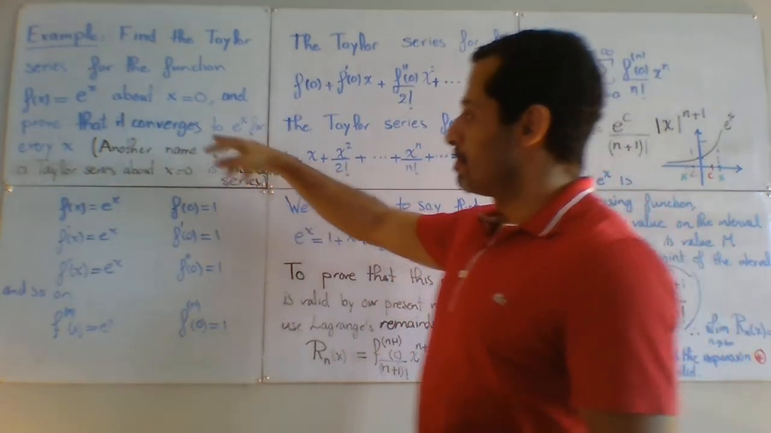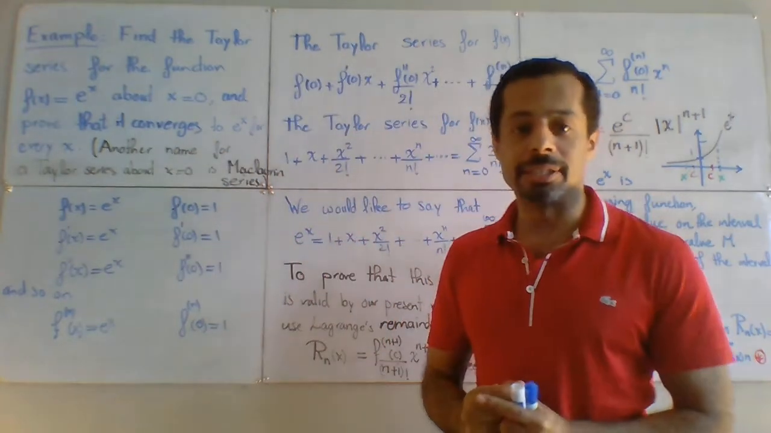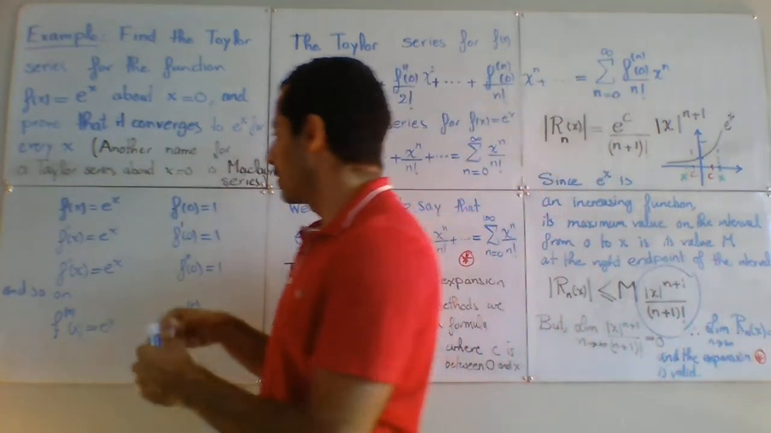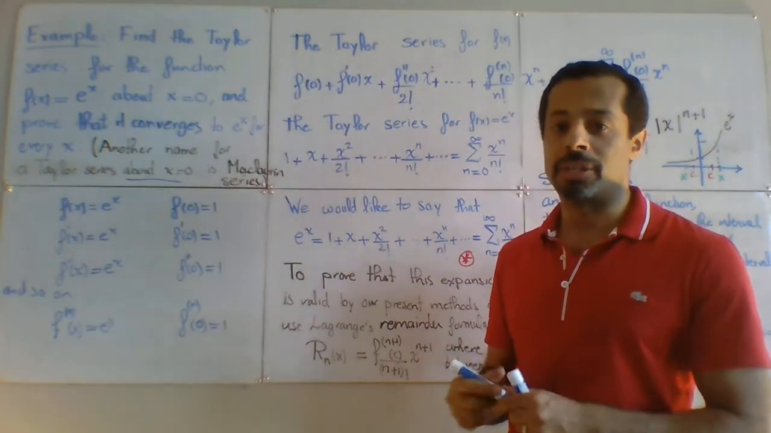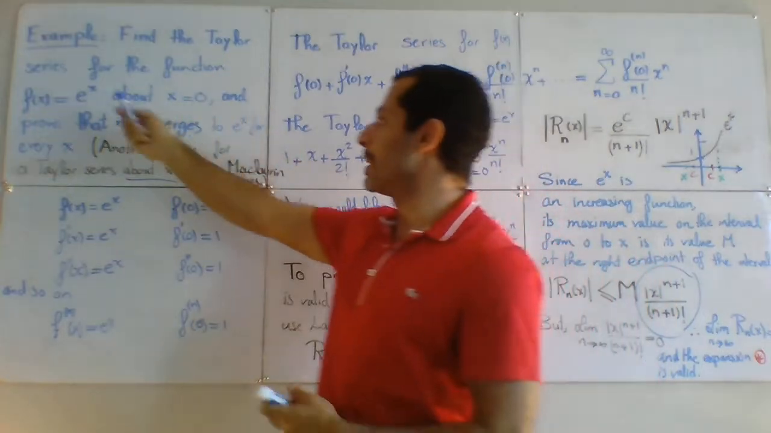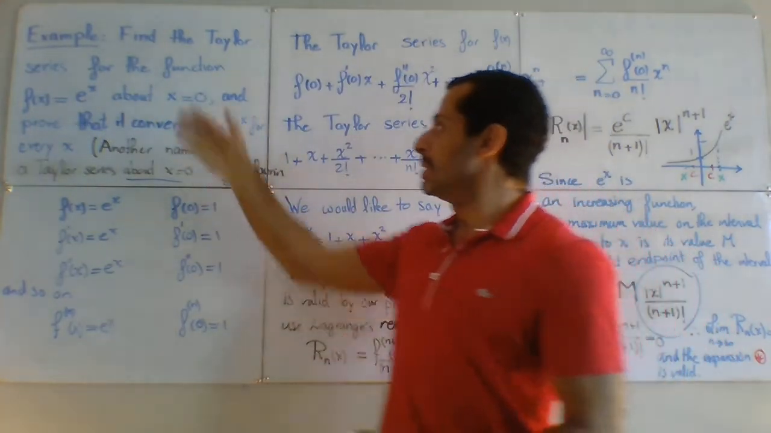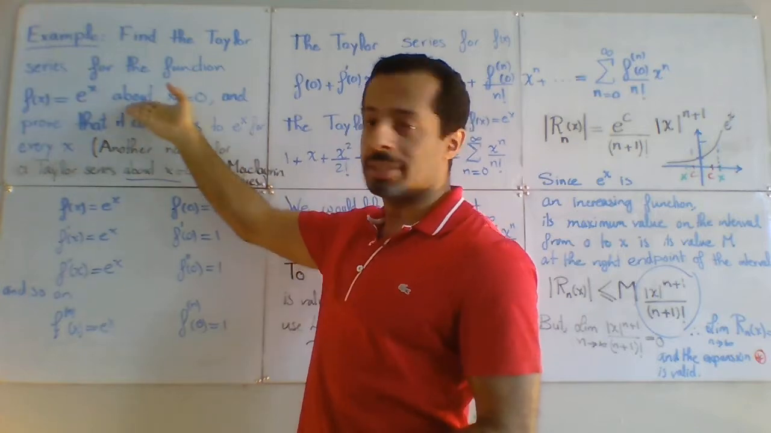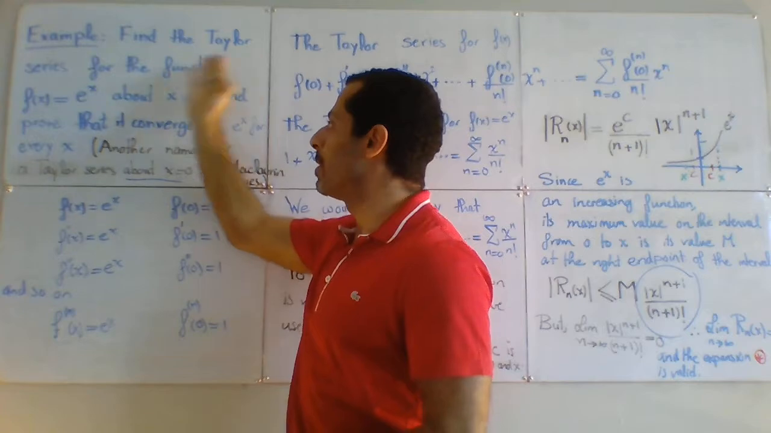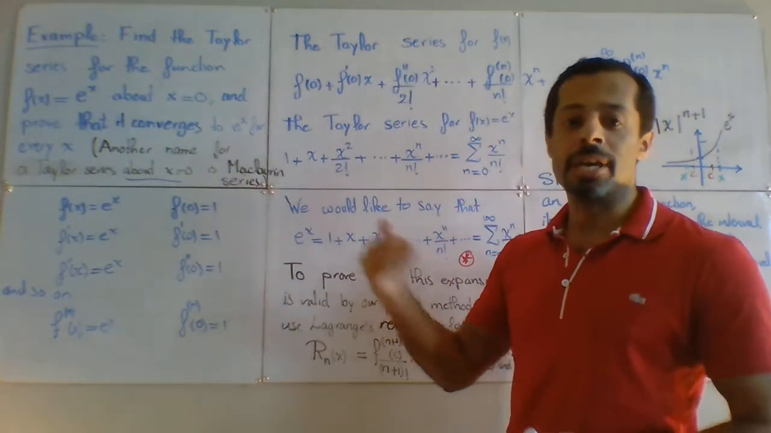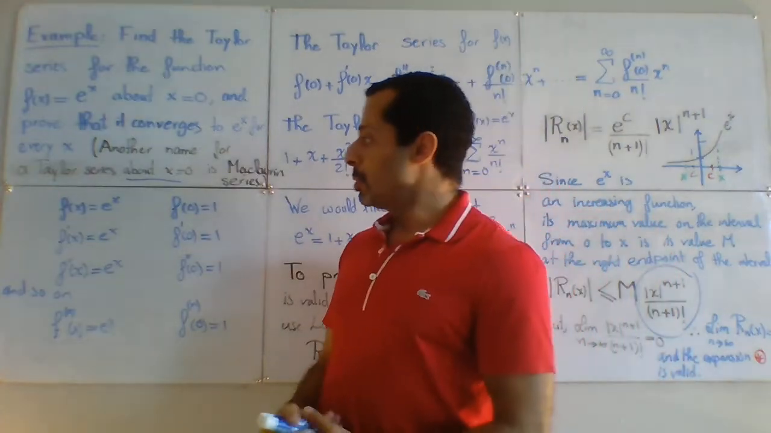Another name for a Taylor series about x equals 0 is the Maclaurin series. So I could have asked: find the Maclaurin series for the function f of x equals e to the x. When you say Maclaurin, it's automatically about x equals 0, instead of saying find the Taylor series for f of x equals e to the x about x equals 0. Okay, so we start.